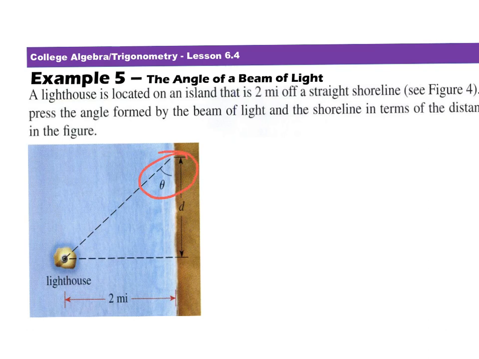So in regards to theta, they gave me information about two sides. What are those two sides? Adjacent and opposite, right? So what trig function uses adjacent and opposite, or opposite and adjacent? Tangent, okay. So I have tangent of theta equals what over what? 2 over d.